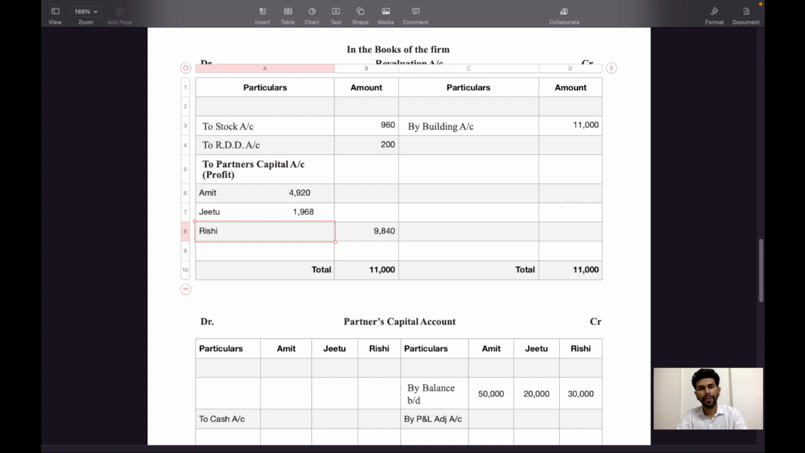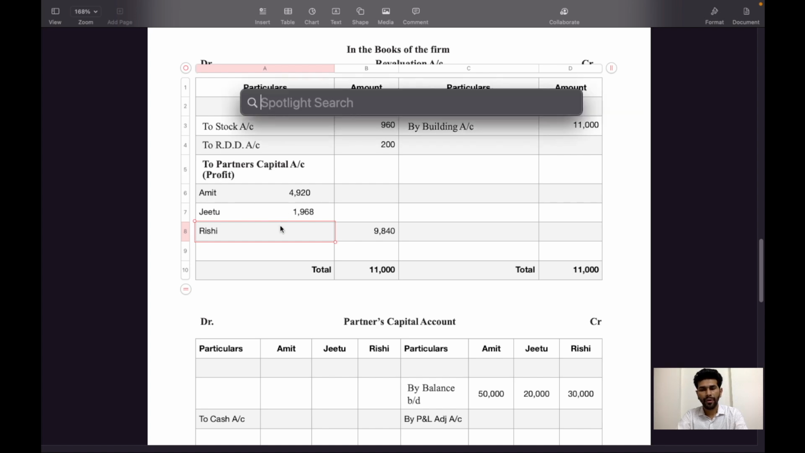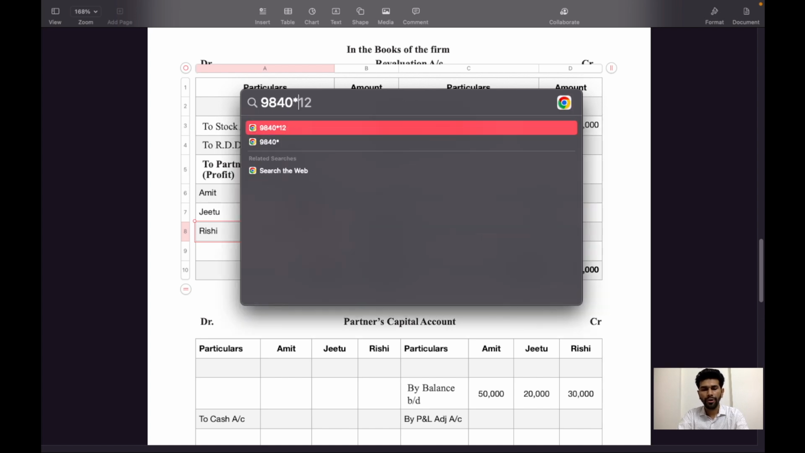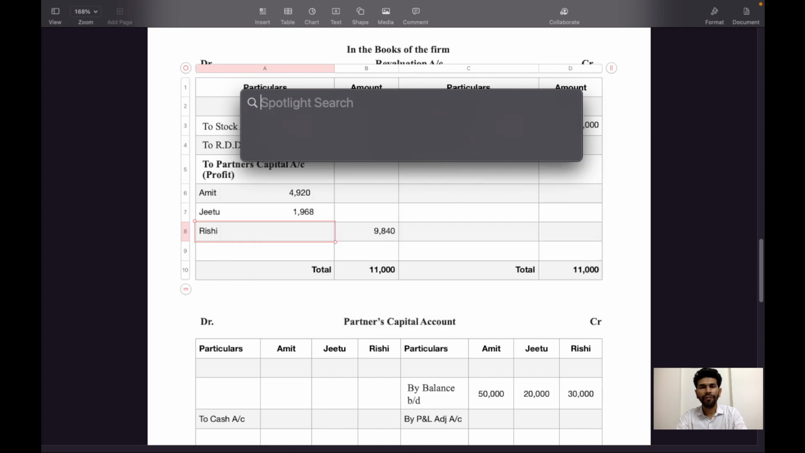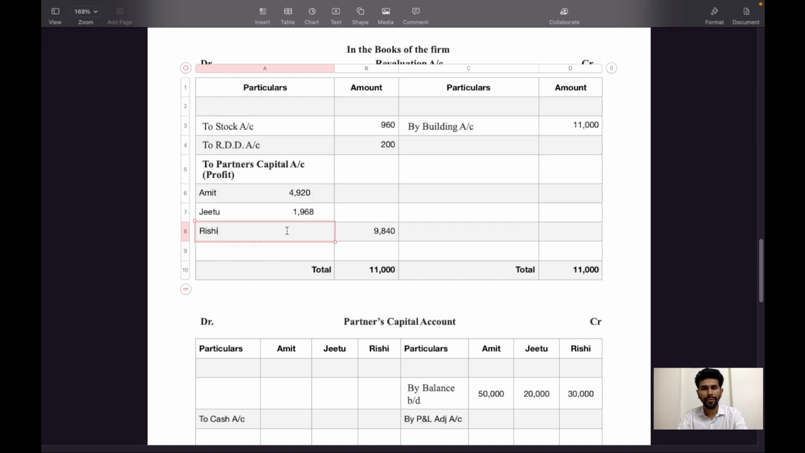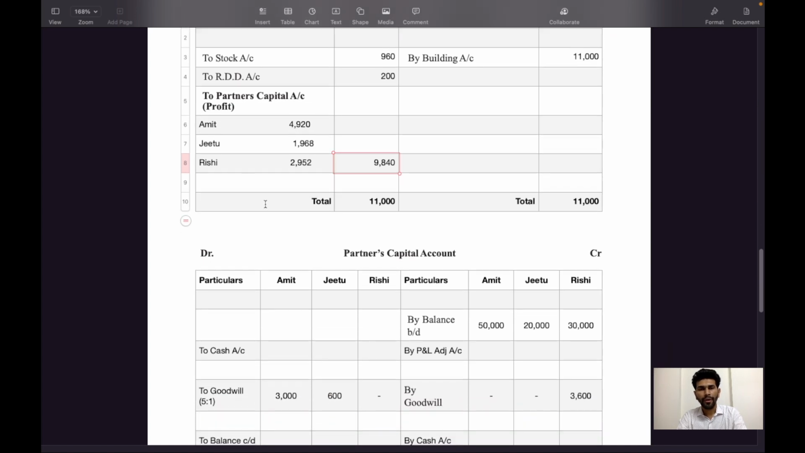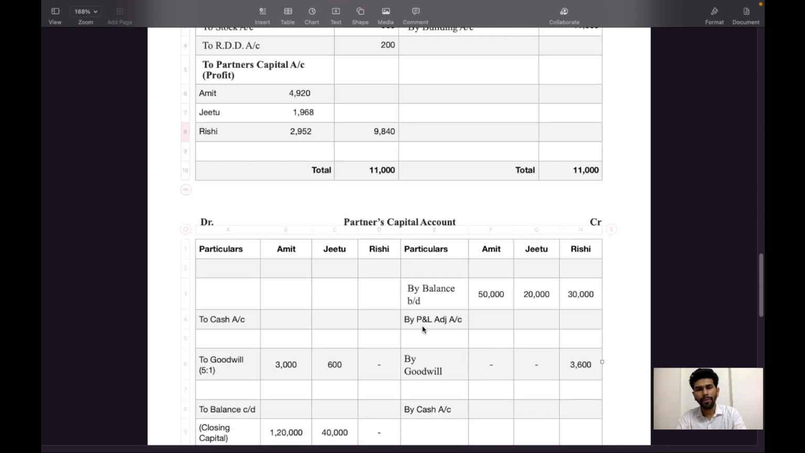Jitu capital, and balancing figure 9,840 into 3 by 10, 2,952, Rishi's capital. Total will be 9,840 rupees. Now revaluation profit will be shifted to partners capital account credit side by profit and loss adjustment account: 4,920 in Amit column, 1,968 in Jitu column, 2,952 for Rishi column.